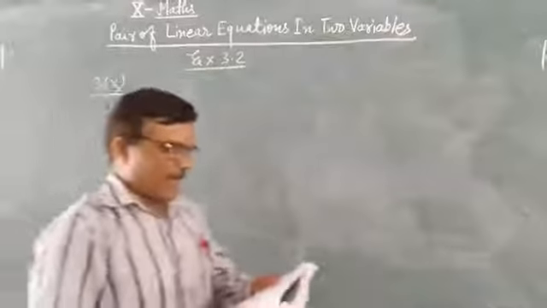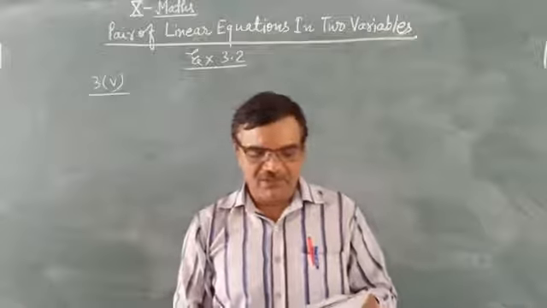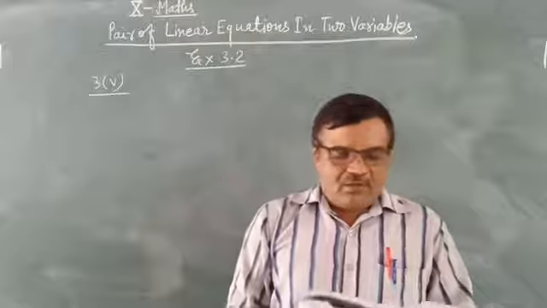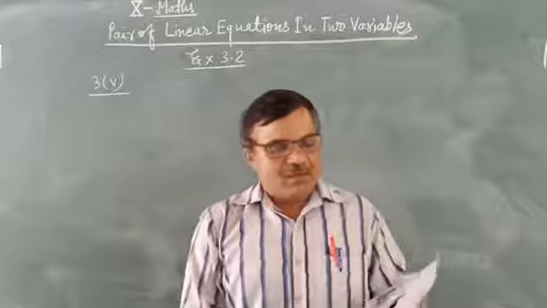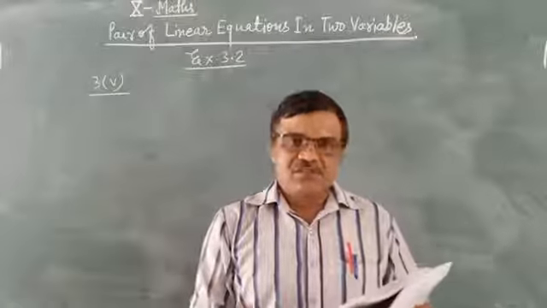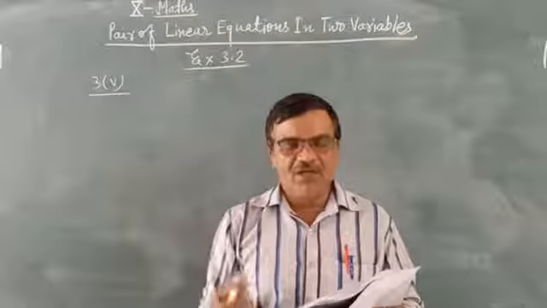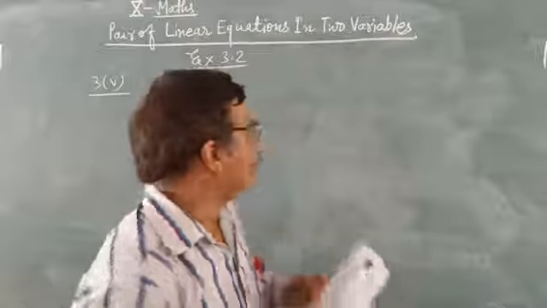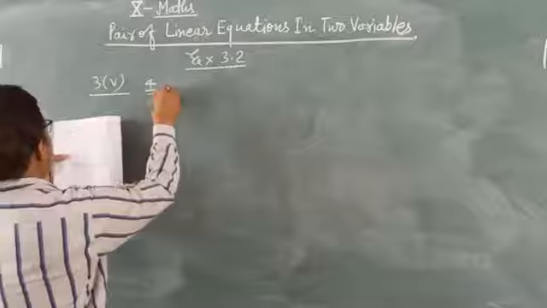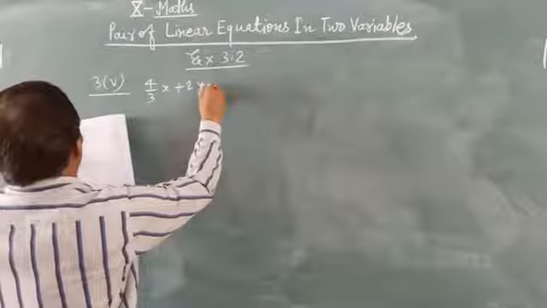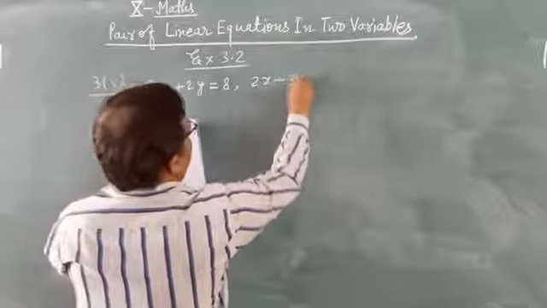Comparing the ratios a1 upon a2, b1 upon b2 and c1 upon c2, which pair of linear equations is consistent or inconsistent? The fifth part: 4/3x plus 2y is equal to 8. The second equation is 2x plus 3y is equal to 12.